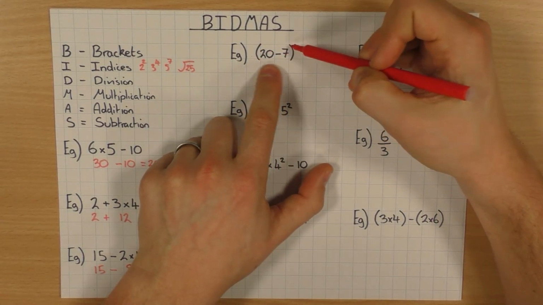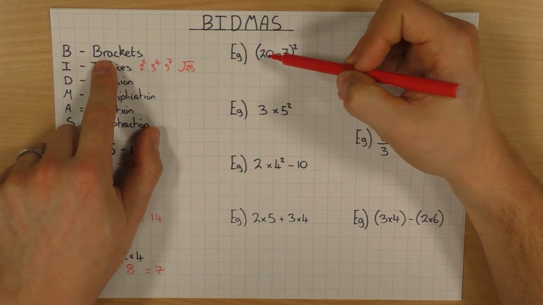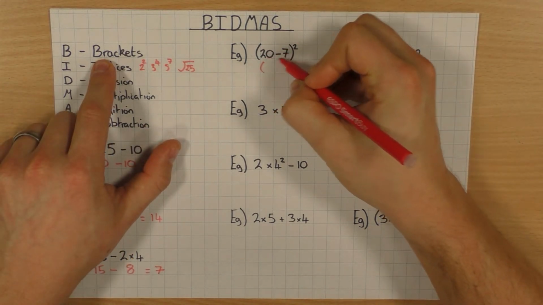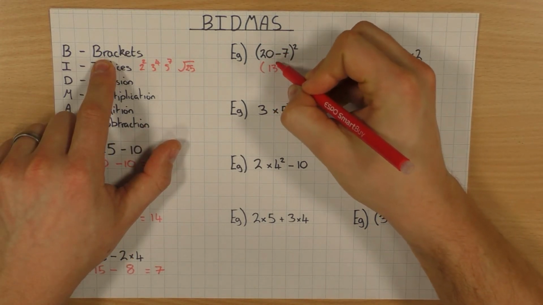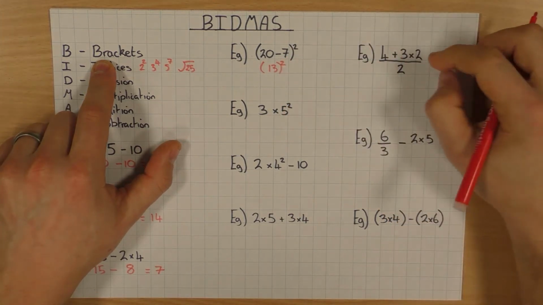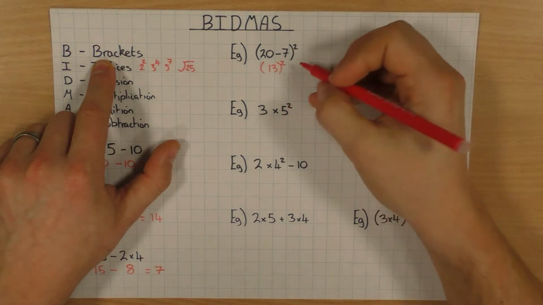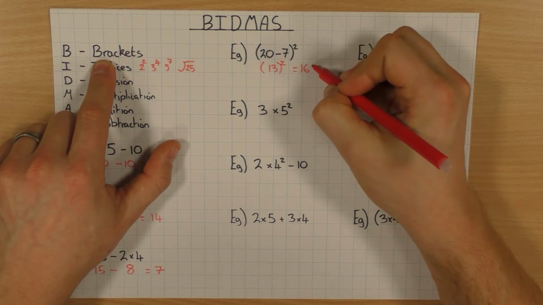This time I have some brackets. So I need to do the brackets first. 20 take away 7 gives me 13. And then I can still bring the squared there. Then it's just 13 squared, which is 169.